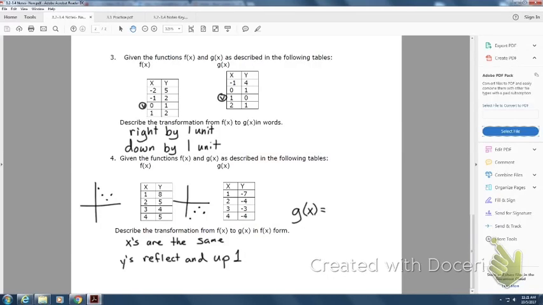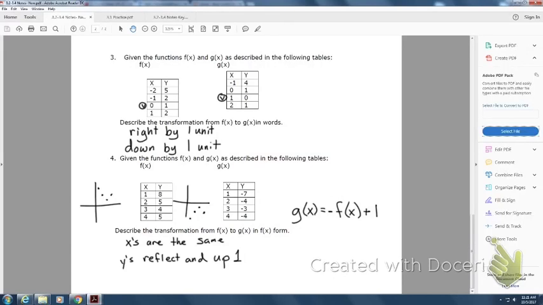So to get to g of x, I can take f of x and do what two things to it? Reflect it over the x-axis and move it up 1. Okay? That right there is completely different than that. It is not the same thing. Okay? If you're writing it in f of x form, you will not have the squared on there.